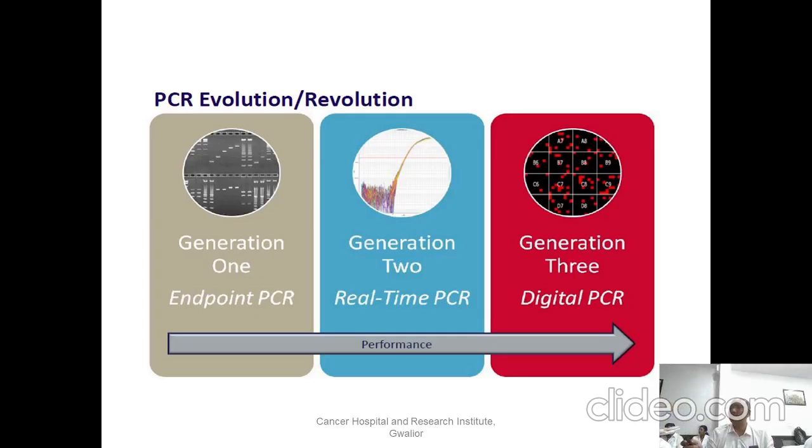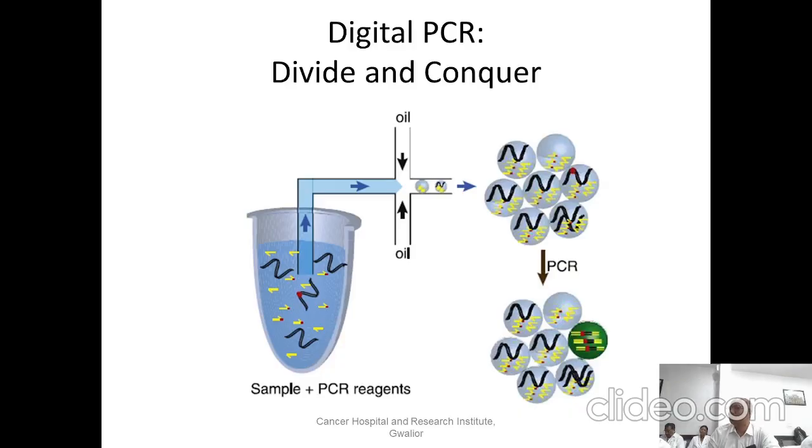Then the third generation is digital droplet PCR. Today's era is of digital droplet PCR. It works beautifully, divide and conquer. You take the specimen, mix some oil, and there will be droplets. Each droplet will have one PCR reaction separately. Whatever droplet is positive, you report it positive, and how many droplets are positive depends on the copy number. So it's very simple, quantitative, and there is no mixing in that. This is very sensitive, very specific, and highly accurate.